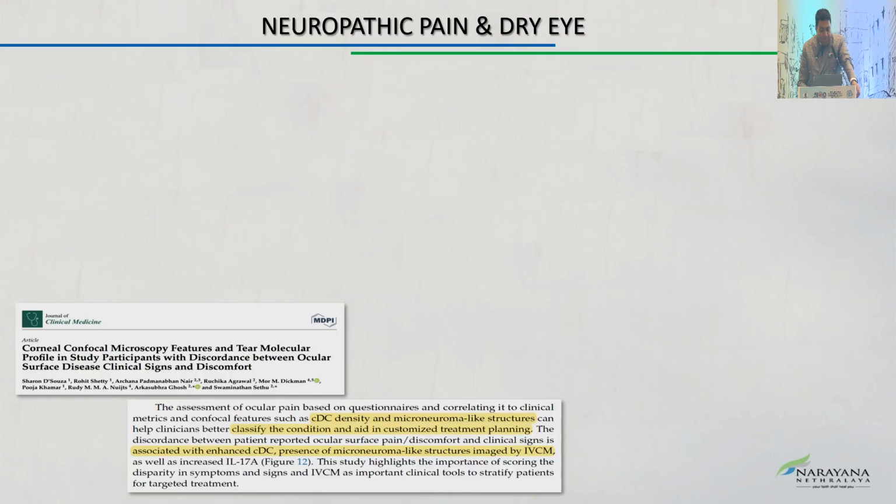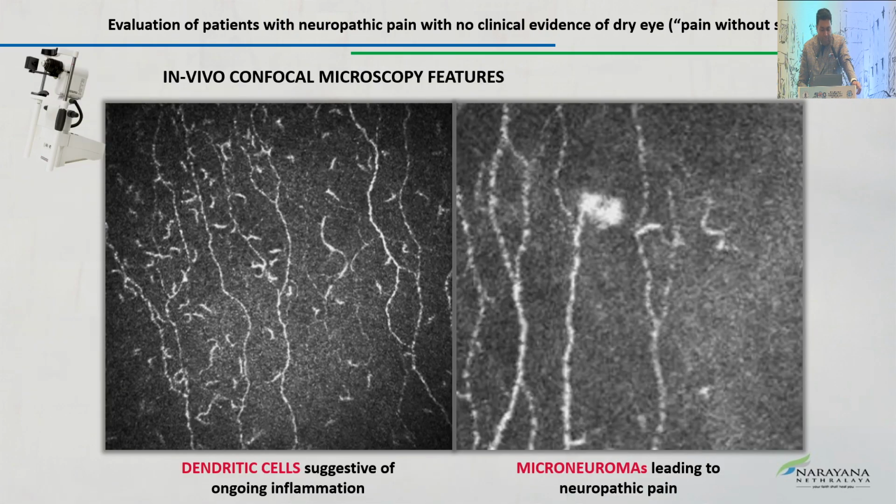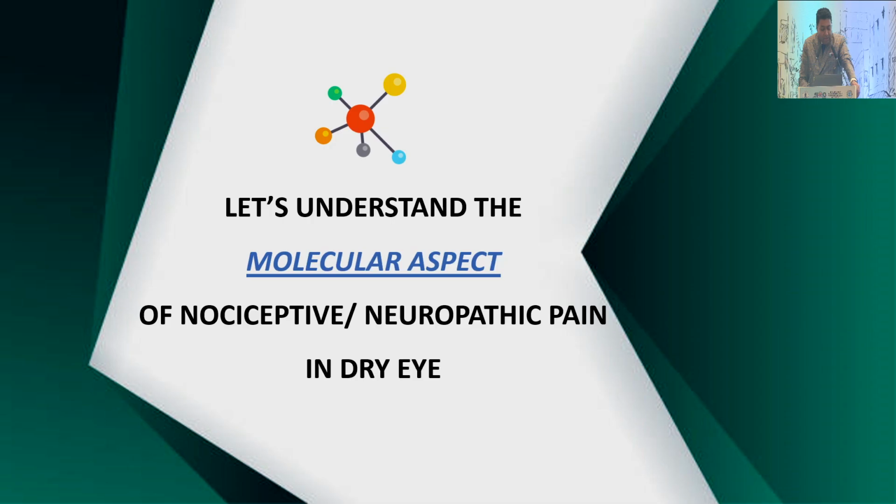So can we have a classification system? Me and my colleagues did publish this paper, which is a discordance scale, where it's the difference between the symptoms versus the signs and the discordance between them. And if you look at the confocal microscopy, again I showed you the picture. The microneuromas again show chronic pain. Dendritic cells are changing, dynamic. So if you treat them with steroids or keep them on immunomodulators, probably they might actually reduce.